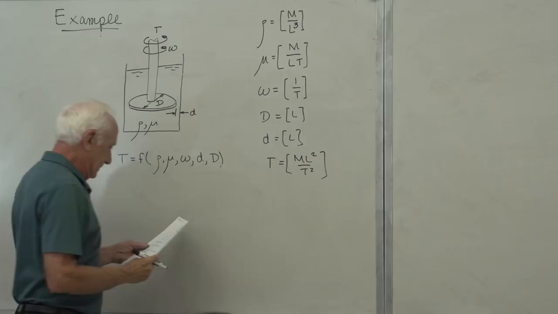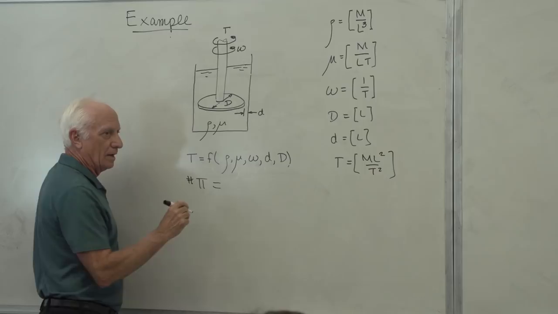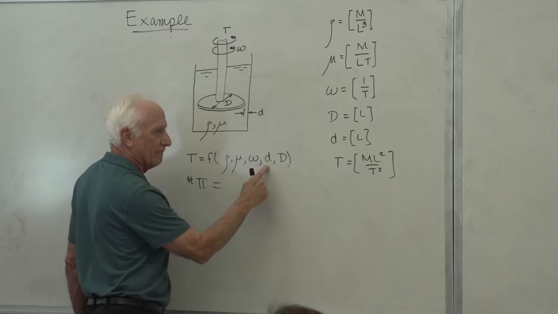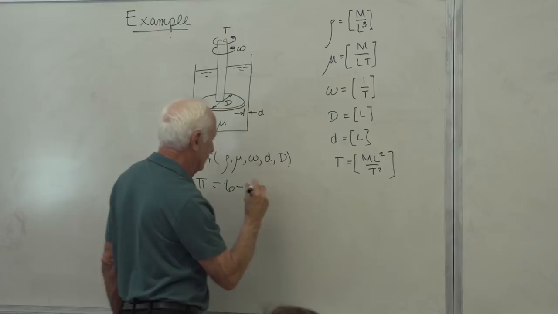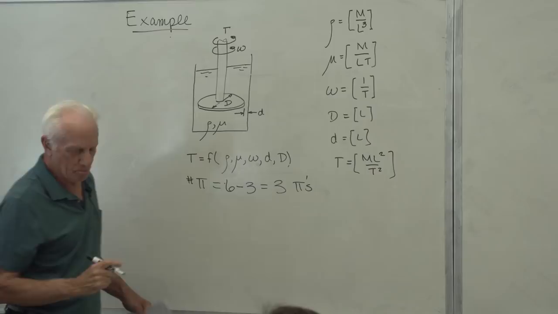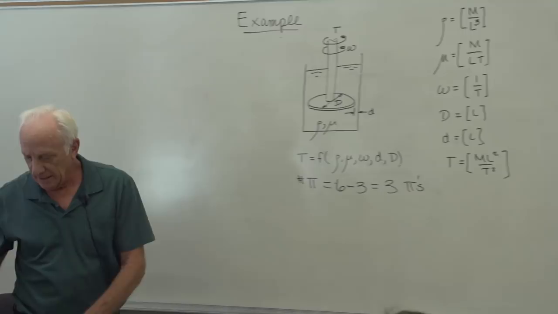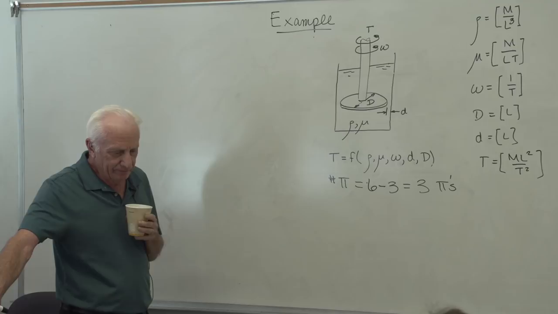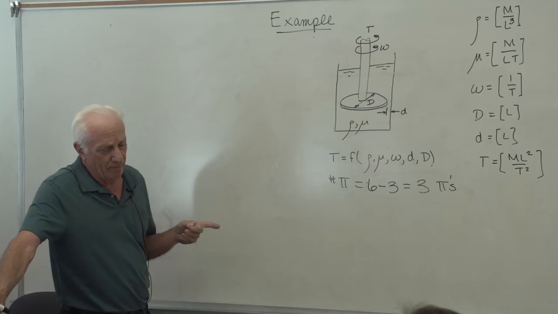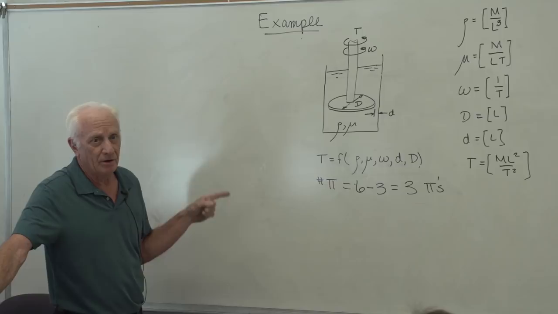Number of important dimensionless parameters: M minus N. M is 6. N, the number of dimensions, is 3: M, L, T. So 3 pi's. Okay, got it. The problem said find the important dimensionless pi parameters. Find one of them by the pi theorem, and the other you can find any way you want.